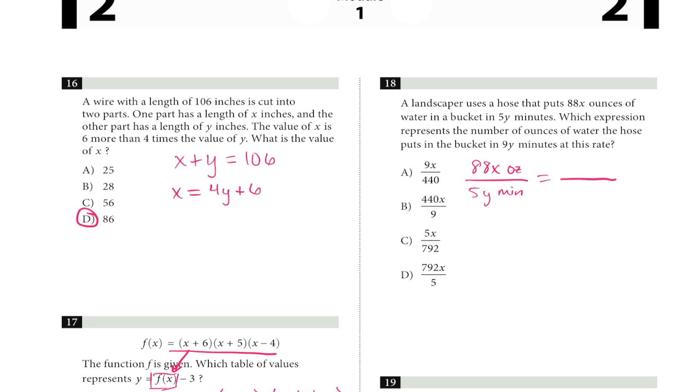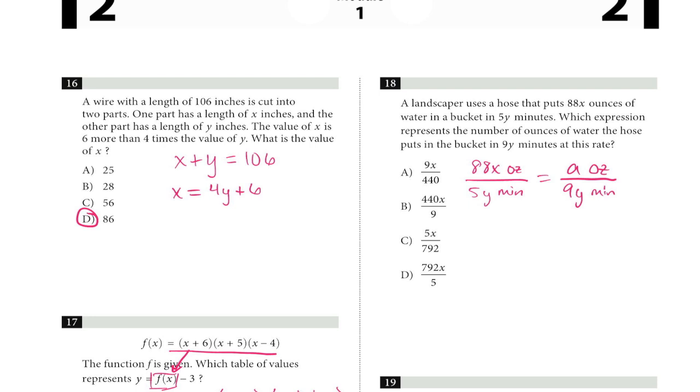Now, the question says that they want to know the number of ounces. Well, we're using X and Y already, so I'll just use the letter A. So we're going to say A ounces per, and they said the time is going to be 9y minutes. So if you notice in my rate on both the left and right side of the equal sign, the ounces is on the top, the minutes is on the bottom. So I now want to know what this is for A, because they want to represent the number of ounces. So they want us to solve for A.